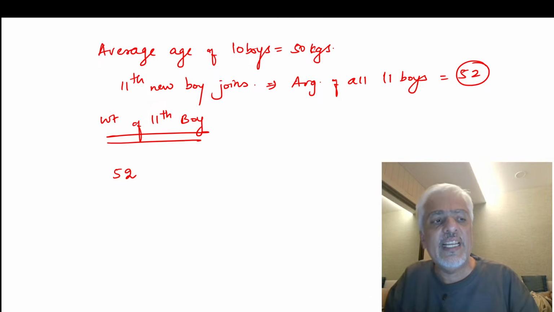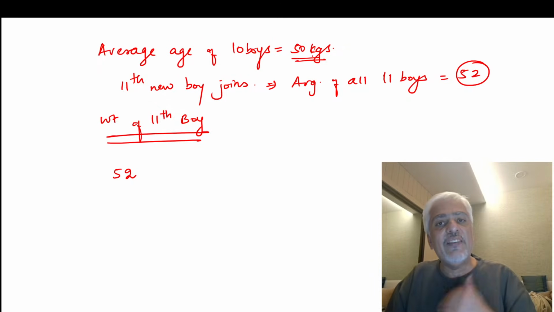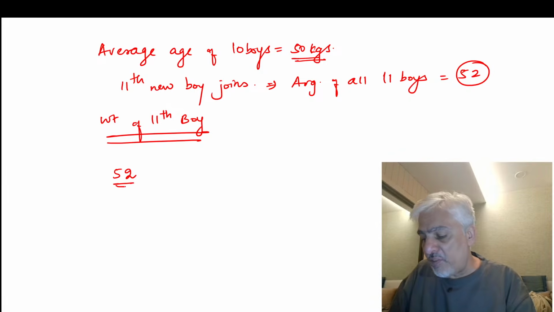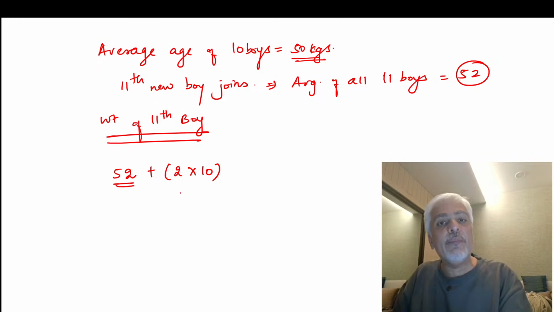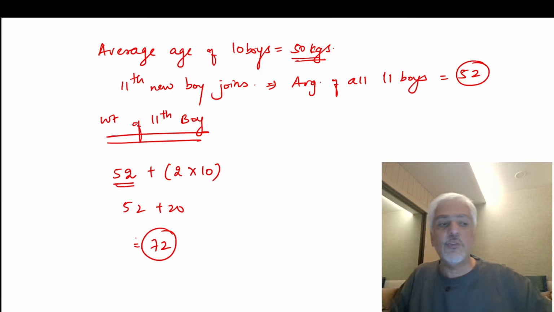Think this whole example with chocolates. Suppose everybody had 50 chocolates each. Because the 11th boy came, now everybody has 52 chocolates. So he himself has 52 chocolates, and he brought 2 chocolates for everybody else, which are the remaining 10 people. So 52 plus 20, 72 becomes his weight. Sambhavi, are you clear now?